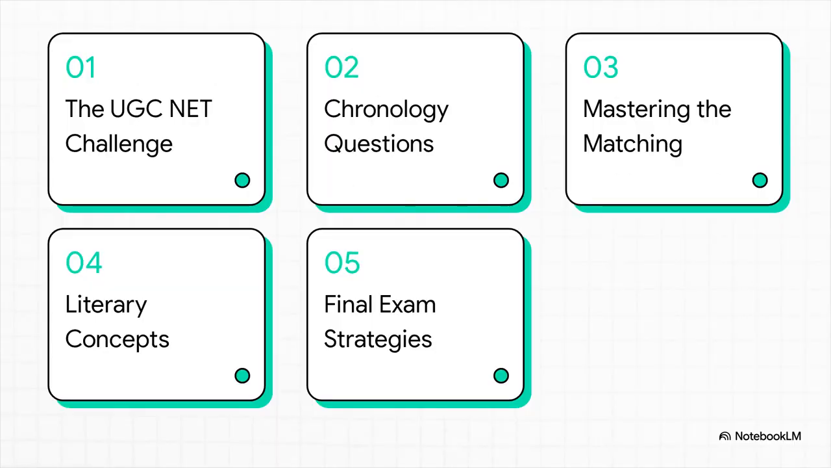But hey, don't panic. Here's our exact roadmap to cracking this thing today. We're going to cover: 1. The UGC Net Challenge, 2. Solving chronology questions, 3. Mastering the matching game, 4. Identifying literary concepts, and finally, 5. Final exam strategies. Let's get into it.